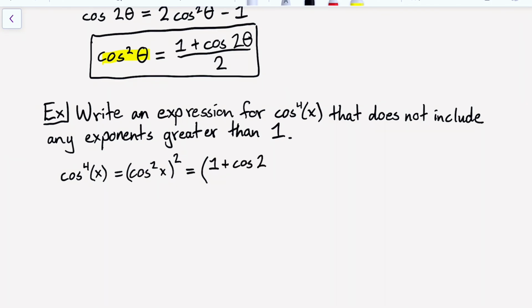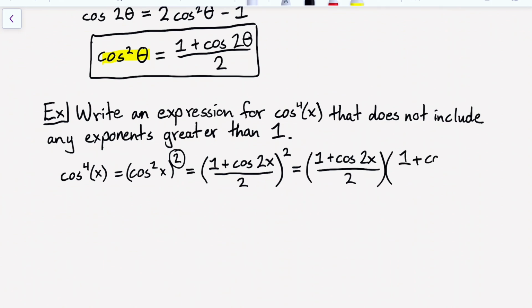This is equal to (1 plus cosine of 2x) over 2. And this is being squared because we have this exponent of 2 on the outside here. Now, what is (1 plus cosine of 2x) over 2, squared? If we think through this term by term, we would be multiplying (1 plus cosine of 2x) over 2 times (1 plus cosine of 2x) over 2.